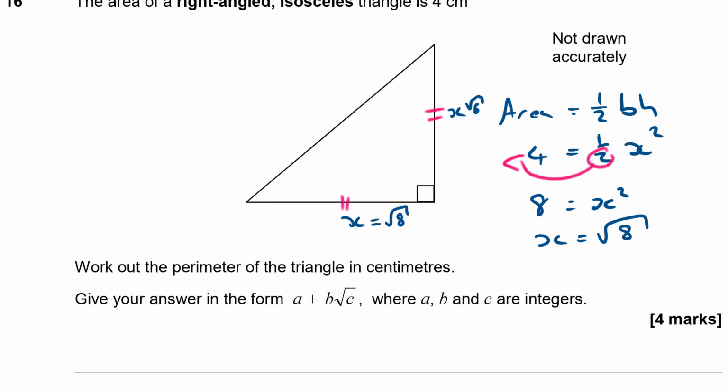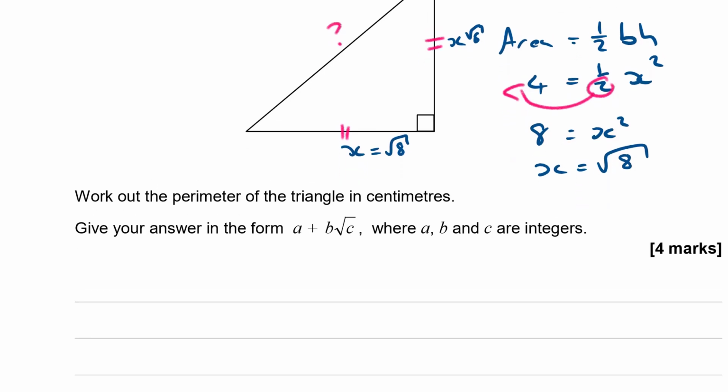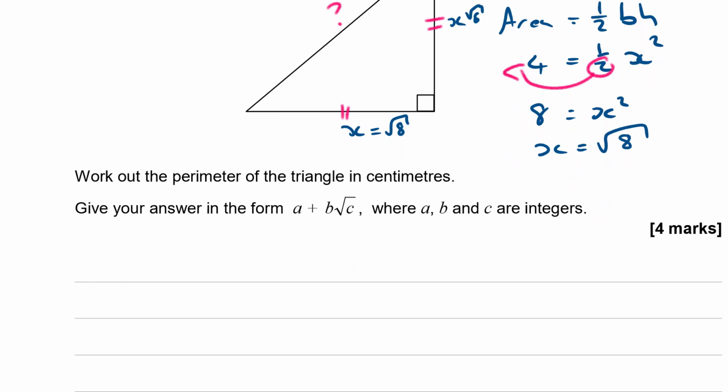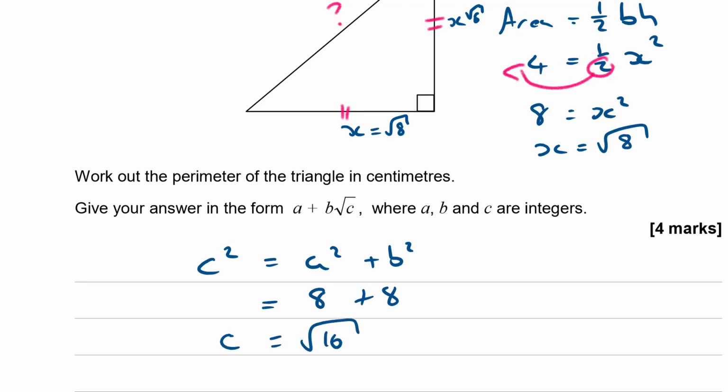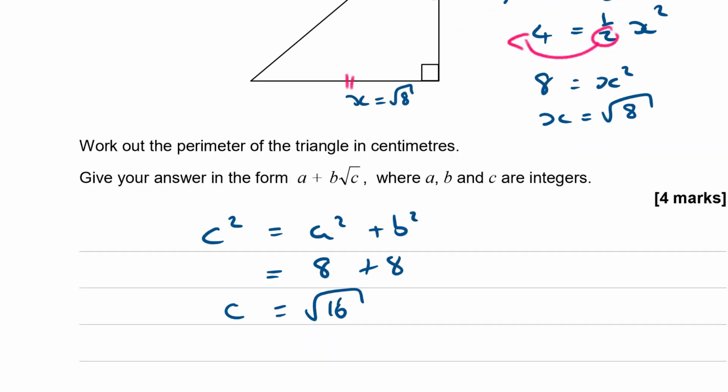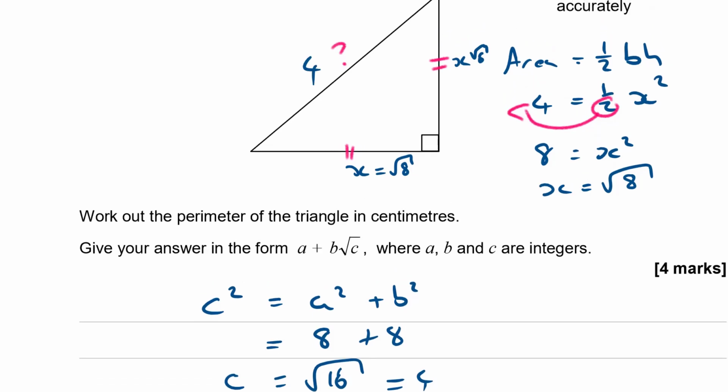To find the perimeter we also need to find this side here, the hypotenuse, and we can do that using Pythagoras' Theorem. So c squared equals a squared plus b squared, so it's our two sides squared. Well, root 8 squared is just 8, so 8 plus 8. So c then is going to be the root of 16. The square root of 16 is 4, so my longest side there is 4.